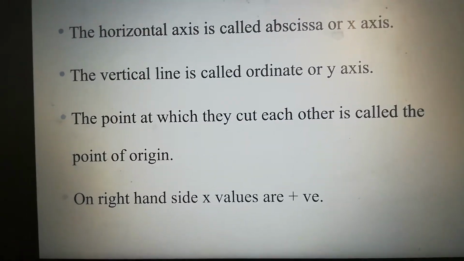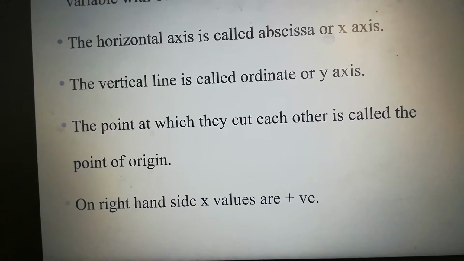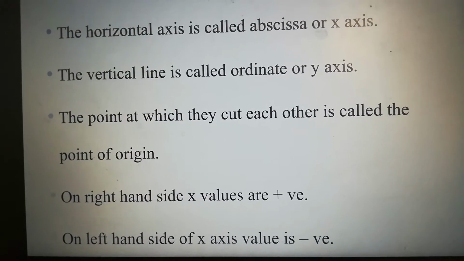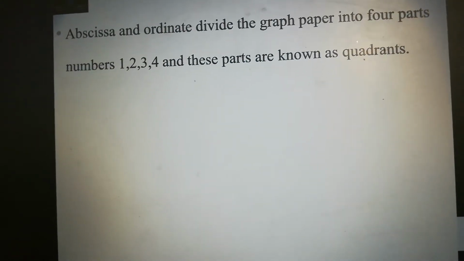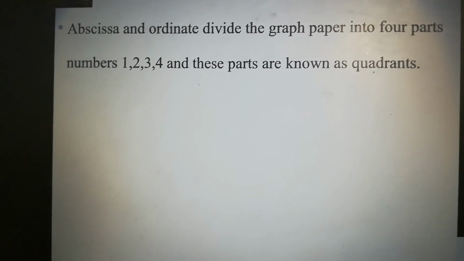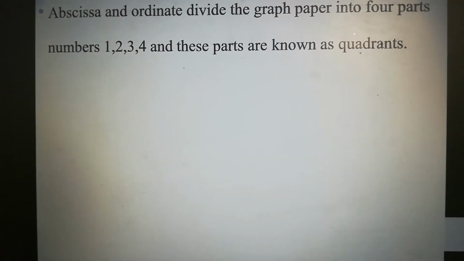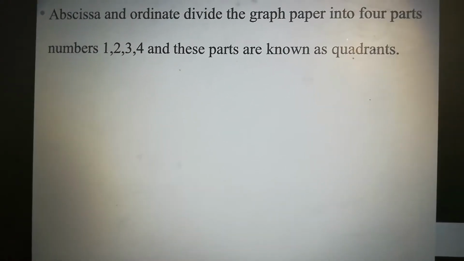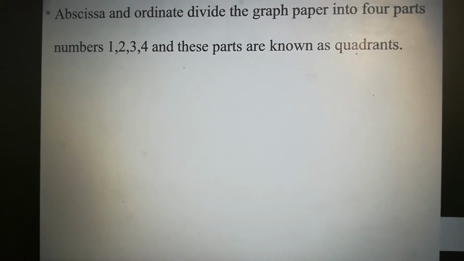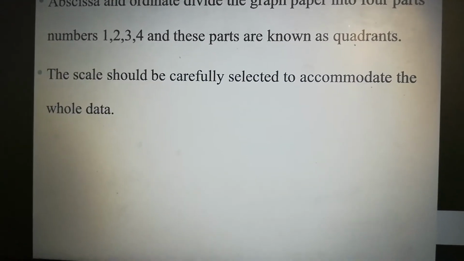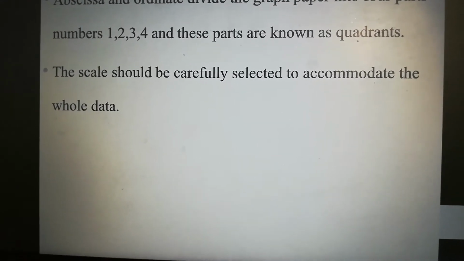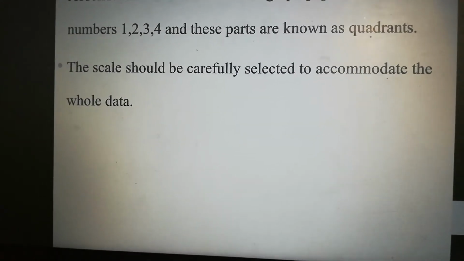And we could see on the right hand side the x values are positive, on the left hand side the x values are negative. In a similar way, we could see the abscissa and ordinate divide the graph paper into 4 parts: the first, second, third and fourth coordinate. We have 2 positive and 2 negative coordinates. And when we select the scale, we should select it very carefully to accommodate all the data.